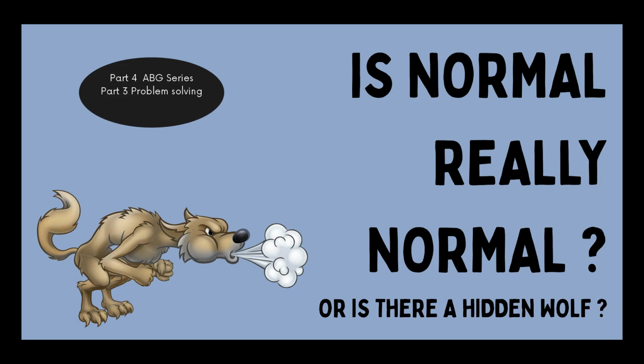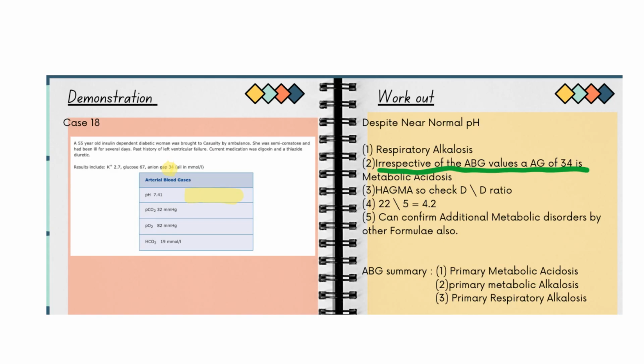Sometimes not everything is as it appears. It can be normal or it can be just the tip of the iceberg. Can we work it out? Let's see. We've actually worked out this ABG in the previous session. The reason I'm showing it here is it's got some context. I'll show that in the next slide.